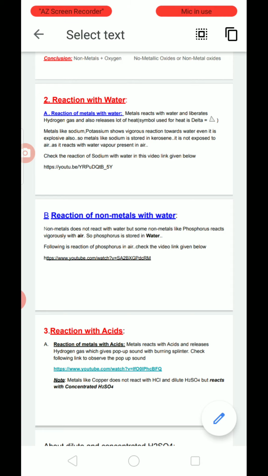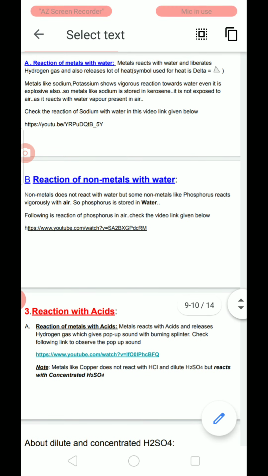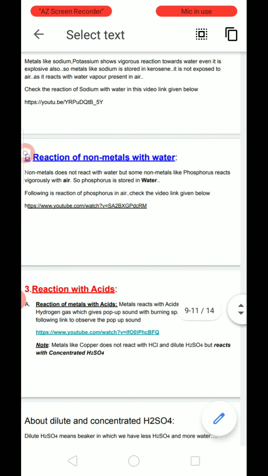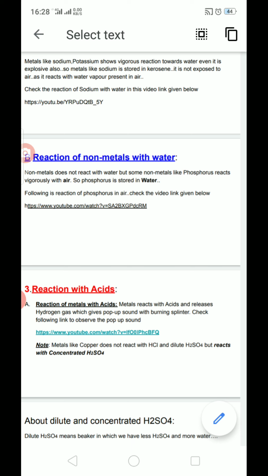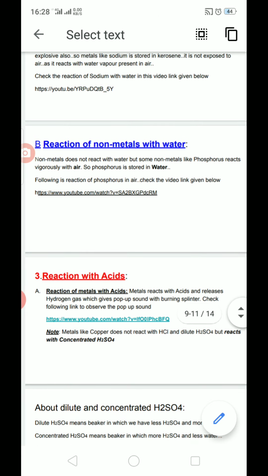Okay. Next, let's go for reaction of non-metals with water. Generally non-metals do not react with water, but some non-metals like phosphorus react vigorously with air. Just like sodium, phosphorus when exposed to air also shows an explosive reaction. So it is stored in water. This phosphorus is a non-metal, it is stored in water. We can see the reaction of phosphorus in air in a video link given below.